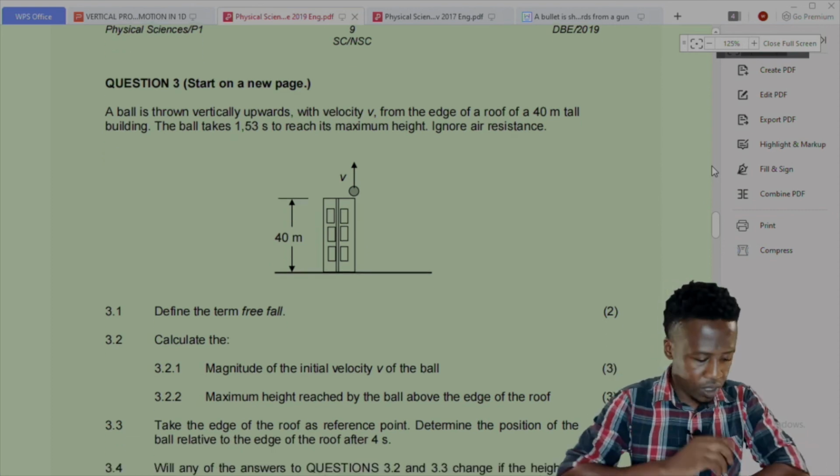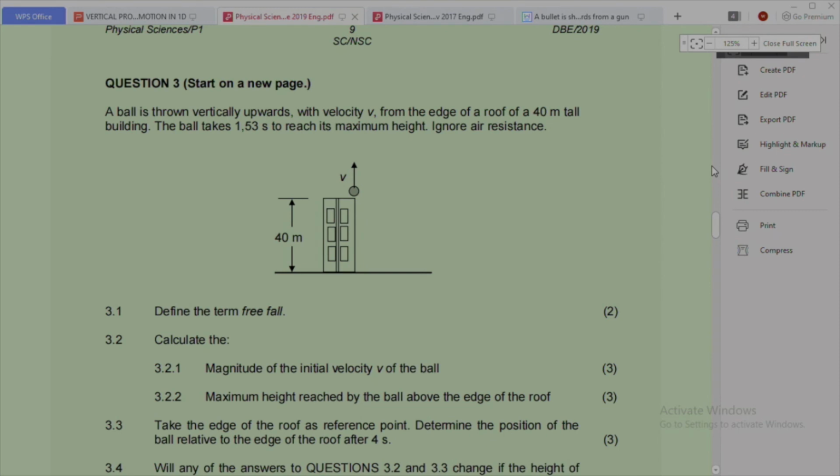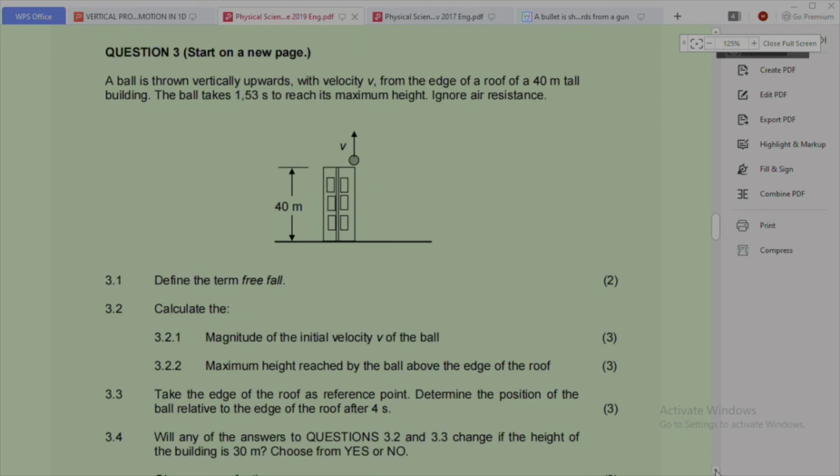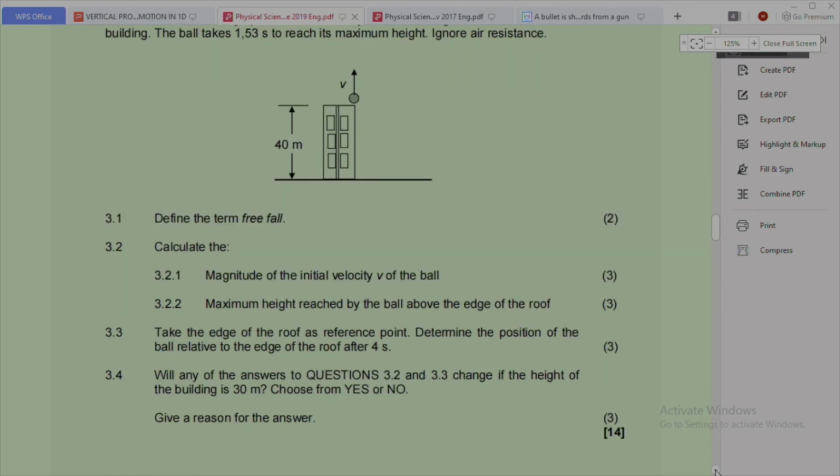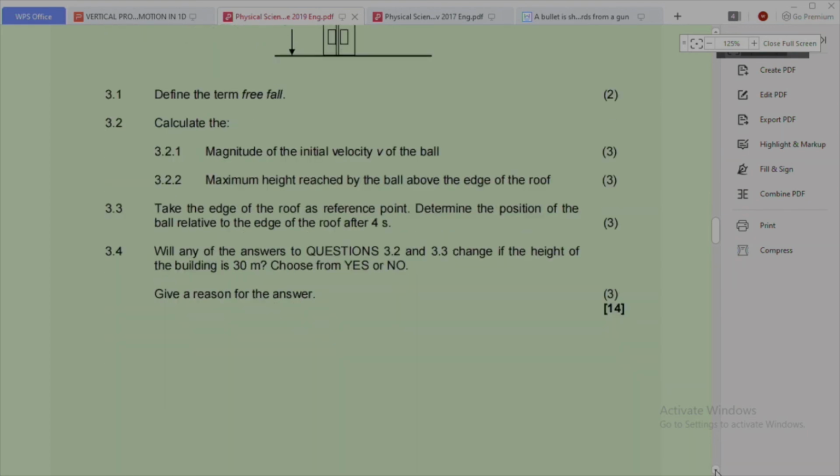Let's go through the question. It says a ball is thrown vertically upwards with velocity v from the edge of the roof of a 40-meter tall building. The ball takes 1.53 seconds to reach its maximum height. Ignore air resistance. Now, I'm not going to define free fall. It's all in your textbook. I'm going to get right into the calculations, which starts at 3.2.